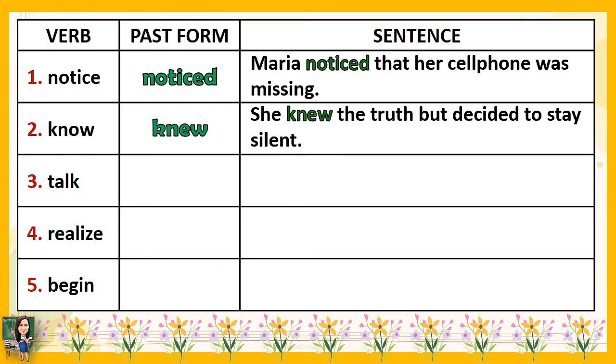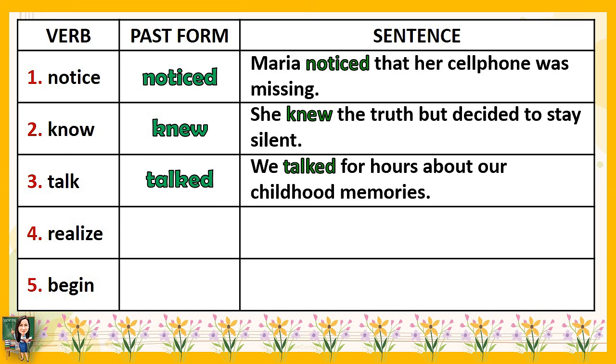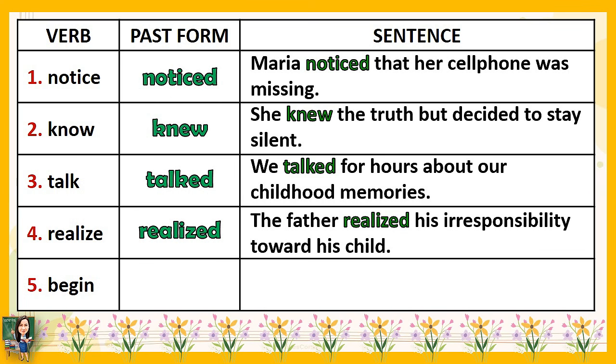Number 3, talk. The past form of the verb talk is talked. Just add ed. And here is my example sentence. We talked for hours about our childhood memories. Number 4, realize. The past form of the verb realize is realized, with D. Just add D to the verb. And here is my example sentence. The father realized his irresponsibility toward his child.